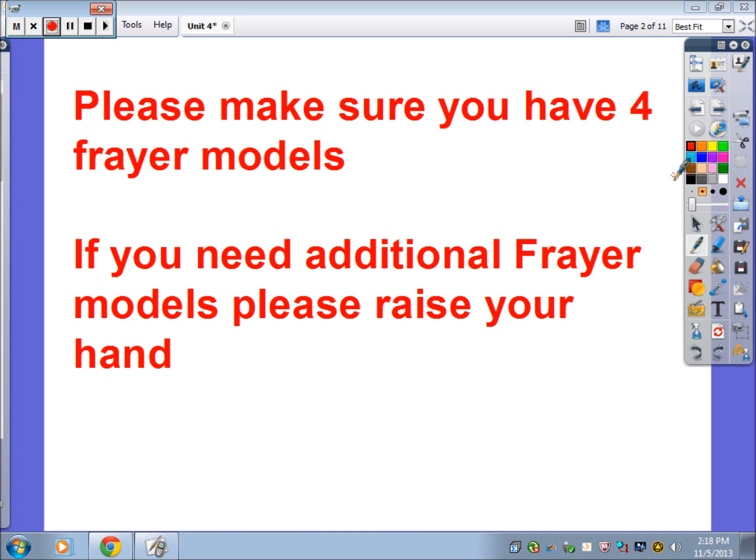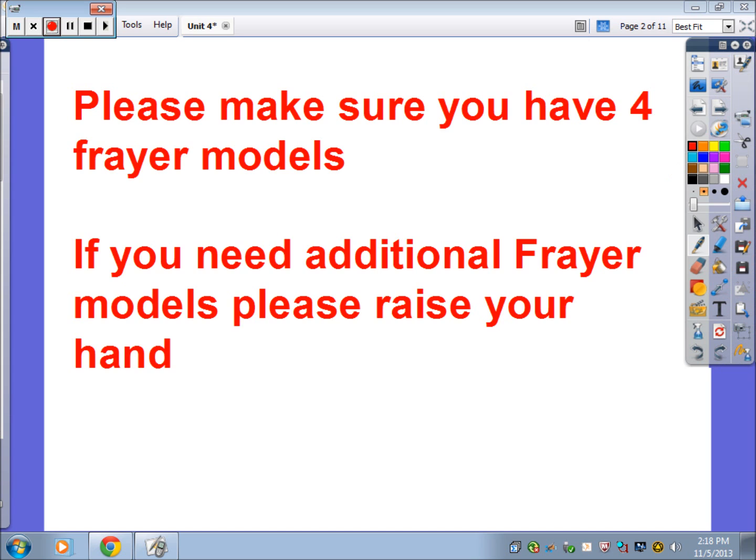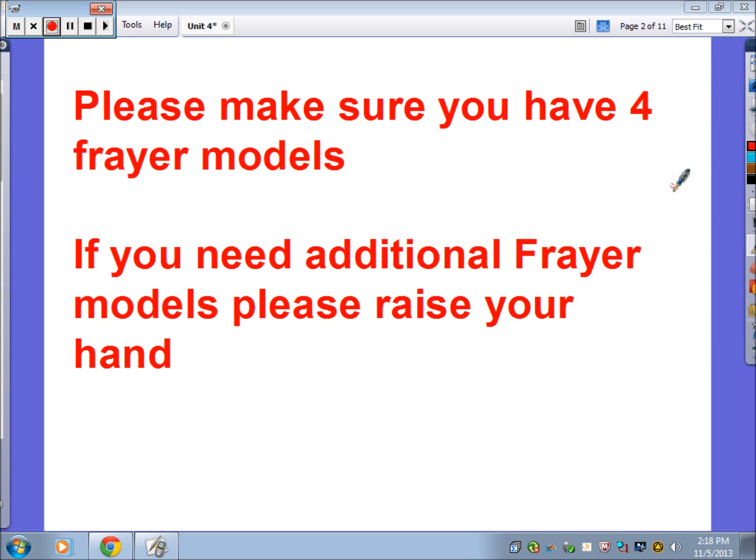Remember, you only need 4, so the rest of the Frayer models that you are not going to be using, either share with a friend or take them and put them into the white bin in the back. There is an orange folder labeled Frayer models, and that's where we're going to keep the extra ones from now on. Once everybody has their 4 Frayer models, we're going to get ready to go.